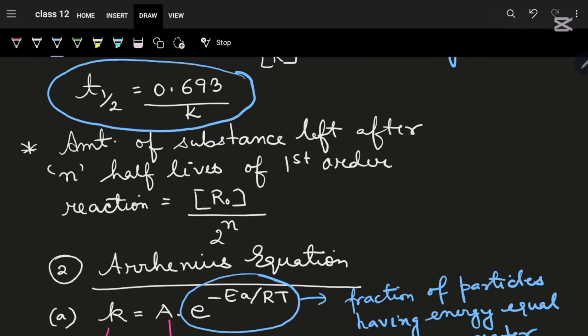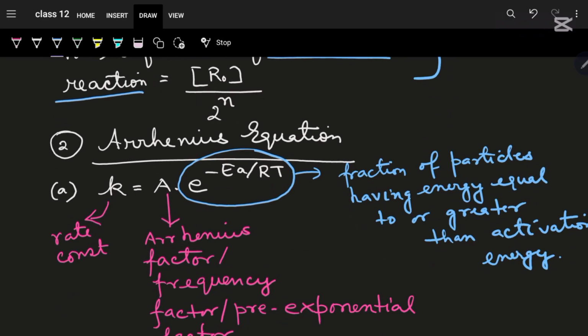Now, the amount of substance left after n half lives for a first order reaction is R naught by 2 to the power of n. Remember that all the radioactive disintegration follows first order kinetics.